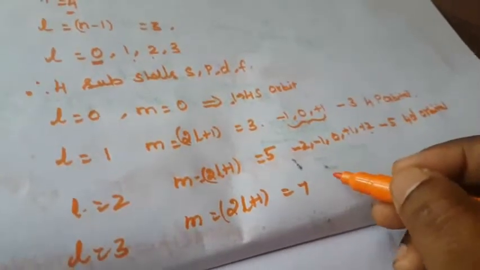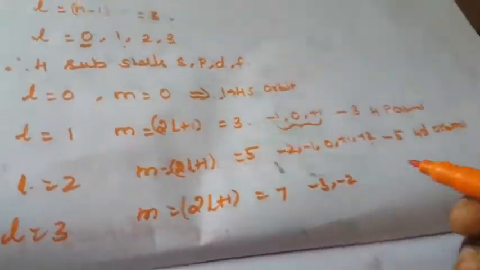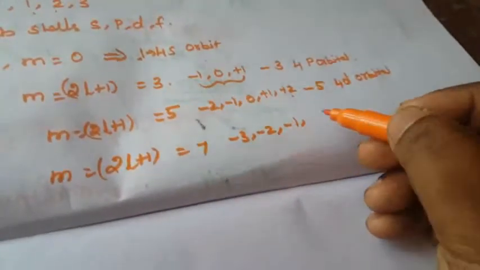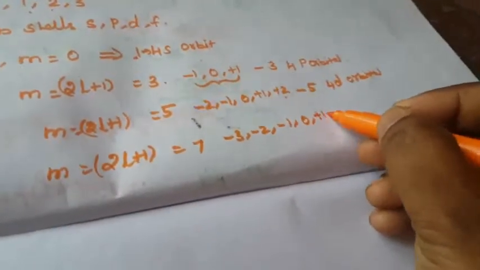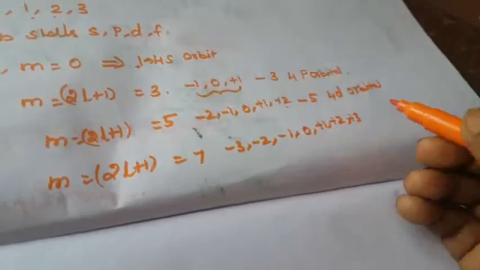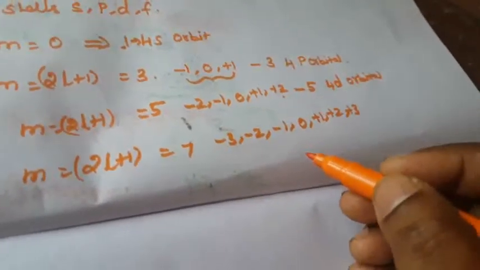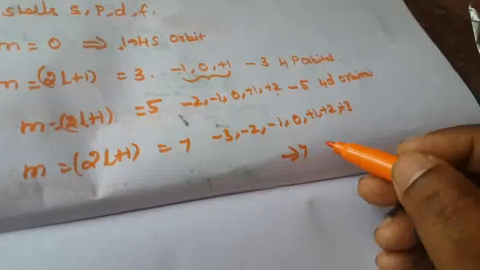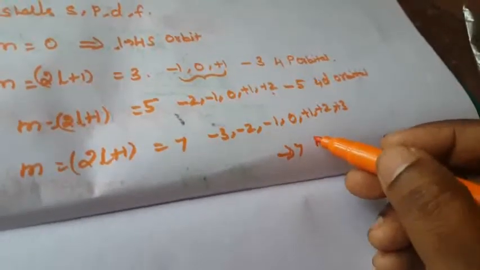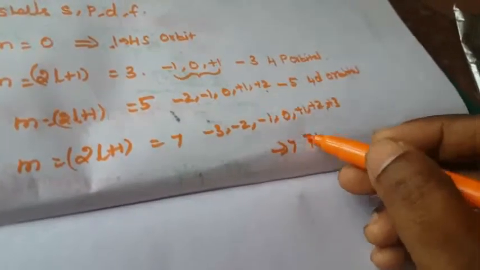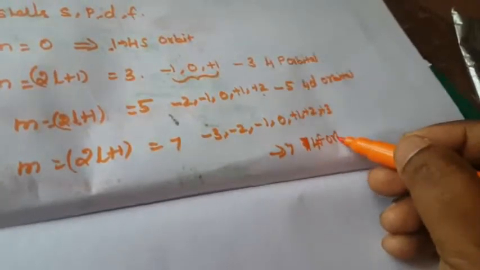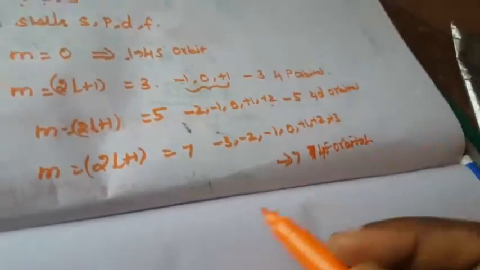So what are the 7 values? Minus 3, minus 2, minus 1, 0, plus 1, plus 2, plus 3. So totally how many values? 7 values. So 7 4f orbitals. So how many total orbitals?